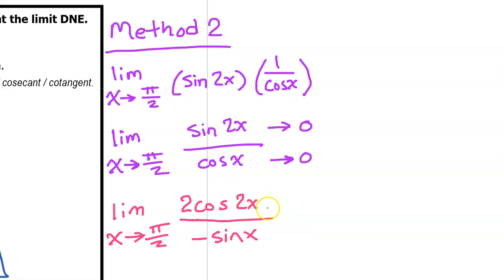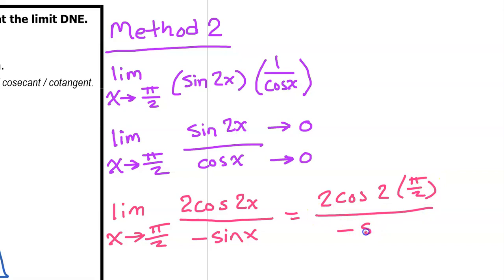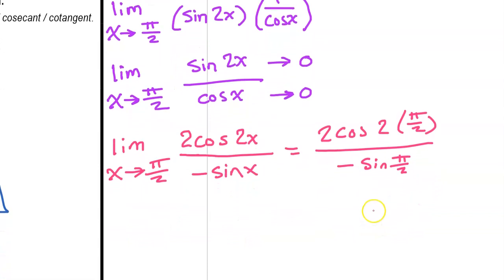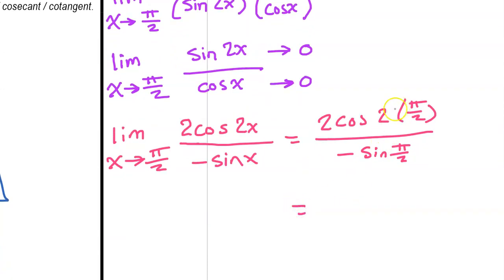So what happens if I try to do direct substitution now? So I will have 2 cosine of 2 times pi over 2. And then in the denominator, I have negative sine pi over 2. All right, but these 2's will cancel each other out. So I really just have cosine of pi. Cosine of pi is negative 1.